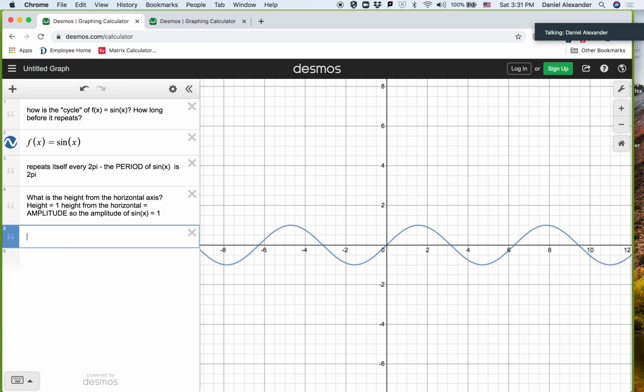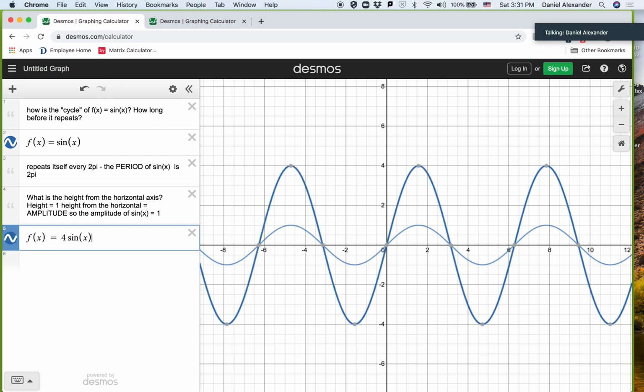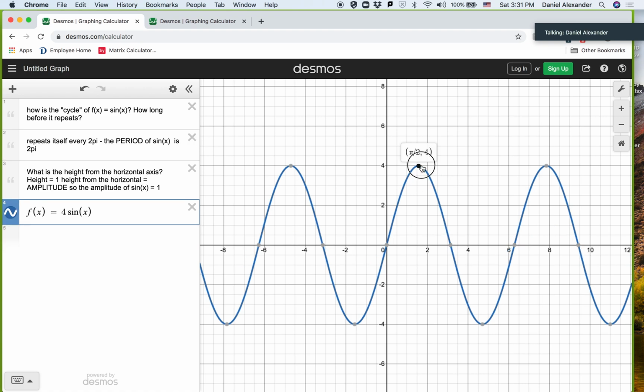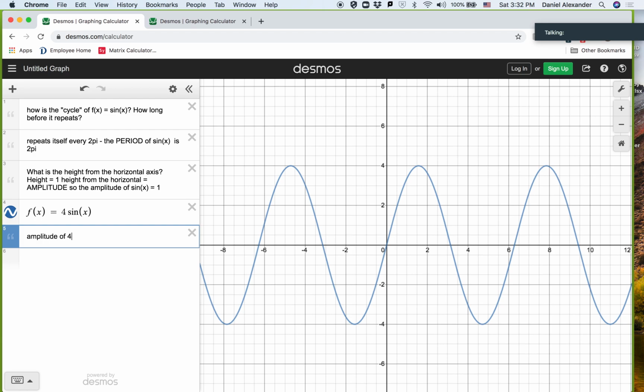So here's a new one. I'm going to put g of x equals 4 sine of x. I want to make it a math expression. Now I'm going to see how it's higher. So the question is how high? Well, again, you can just look, and the height from the horizontal is 4. So here we would say that the amplitude of 4 times sine x is 4.